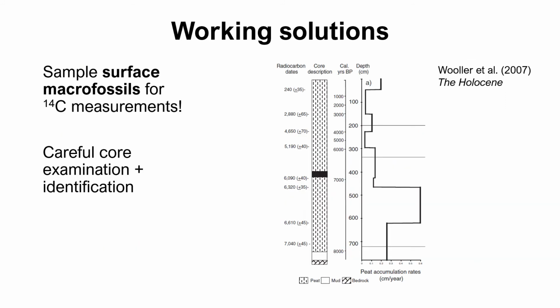So some working solutions for this: sample surface macrofossils, if you can find them. This is a study from a Belize mangrove that constructed their radiocarbon ages from leaf fragments. So it is possible, and it shows here that it actually results in a pretty consistent age depth relationship. And this will require careful core examination and identification.